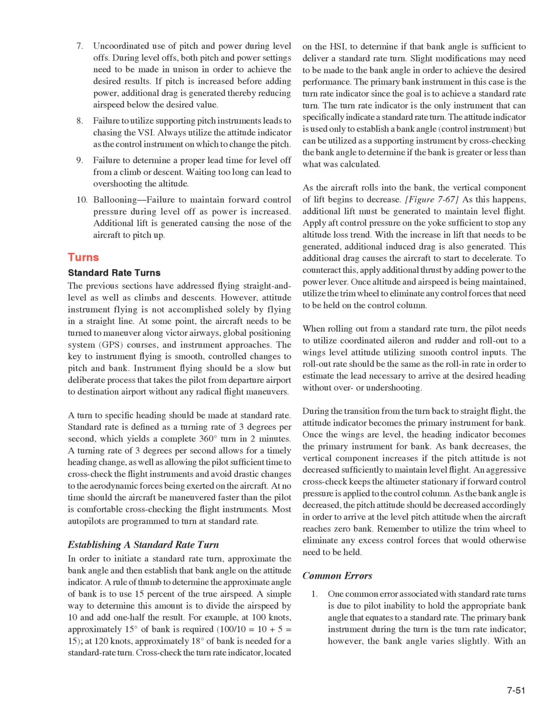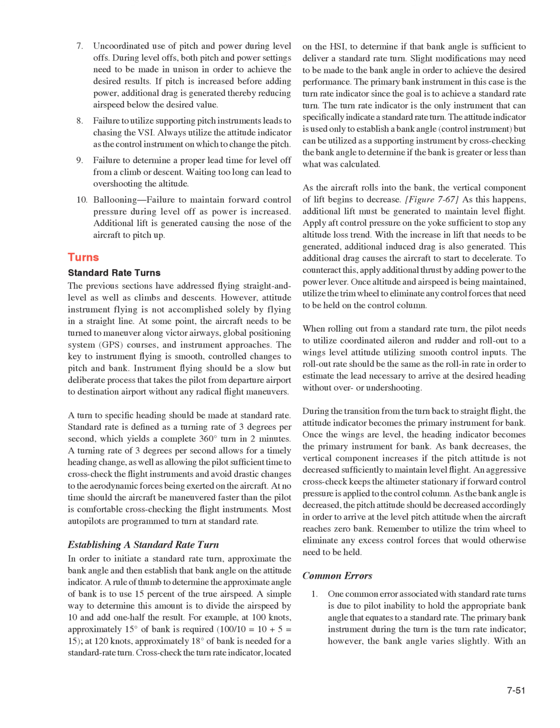As bank decreases, the vertical component increases if the pitch attitude is not decreased sufficiently to maintain level flight. An aggressive crosscheck keeps the altimeter stationary if forward control pressure is applied to the control column. As the bank angle is decreased, the pitch attitude should be decreased accordingly in order to arrive at the level pitch attitude when the aircraft reaches zero bank. Remember to utilize the trim wheel to eliminate any excess control forces that would otherwise need to be held.